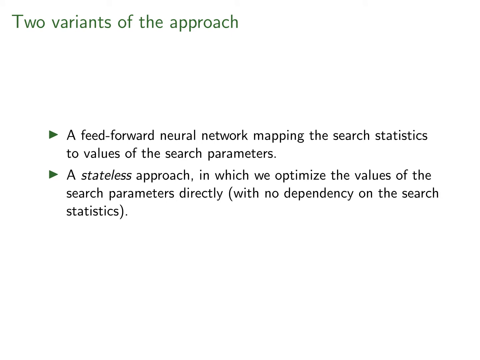We evaluate two variants of the approach. The first one is a full state-dependent setting, where we use a feed-forward neural network to map the statistics of the search to the values of the routine's parameters, and in this way adjust these parameters on the go. The second variant is an ablation of this state dependency, in which we learn the values of the routine's parameters directly, without regard to the state of the search, and we keep these values fixed throughout the search and across problems.